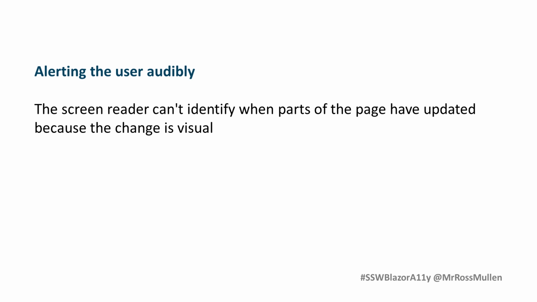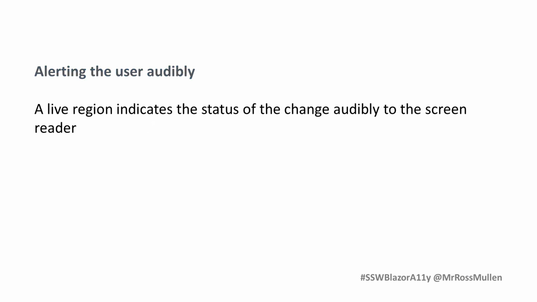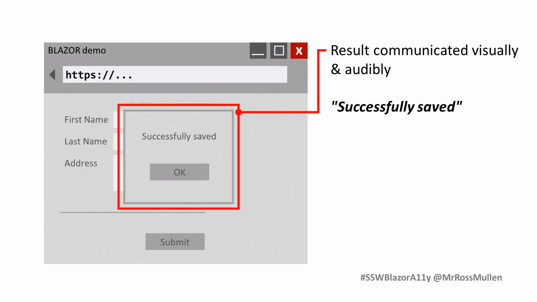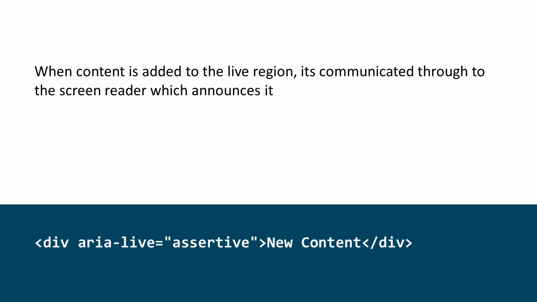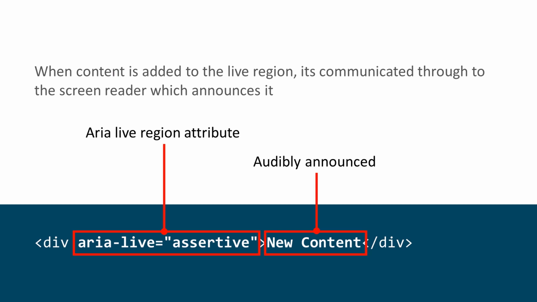One approach is to provide audible hints through an accessibility technique called a live region, which can be used to indicate the status of the change audibly to the screen reader. A live region is really just adding an ARIA Live attribute, which screen readers can interpret, to any HTML container which has content that updates. It could be a div or span element, really anything. The way the live region works is when content is added to it, the new content is communicated through to the screen reader, which announces it. So it's a very convenient way to alert the user that something has changed.